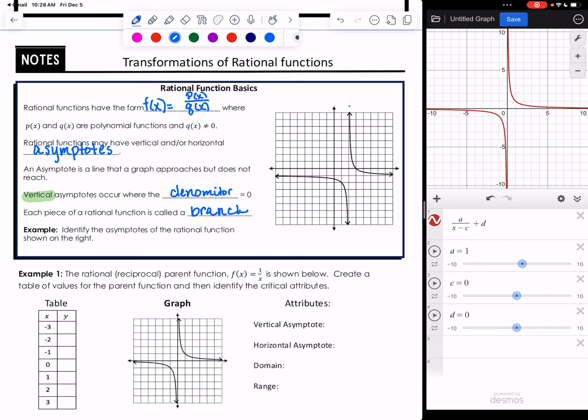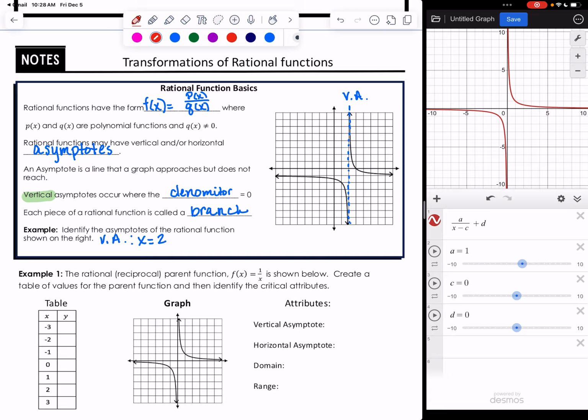And that vertical line is not a part of the graph. So I'm going to sketch in this vertical line with a dashed line to indicate it's not part of the graph, but you can see it here. Now, that is called my vertical asymptote. And in the example, it says identify the asymptotes of the rational function shown on the right. So our vertical asymptote would be the line x is equal to positive 2. That's the imaginary line that those two branches approach.